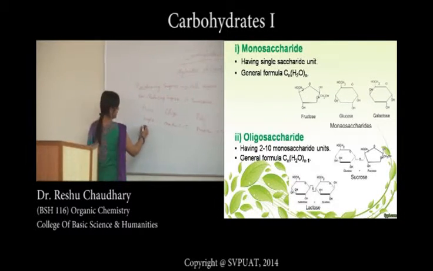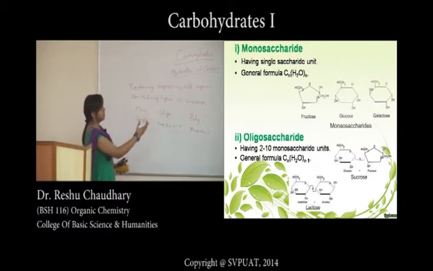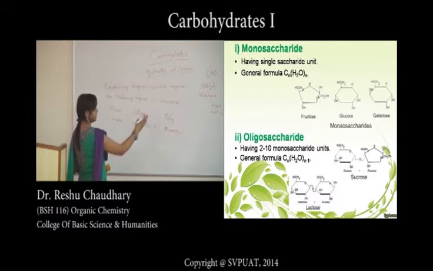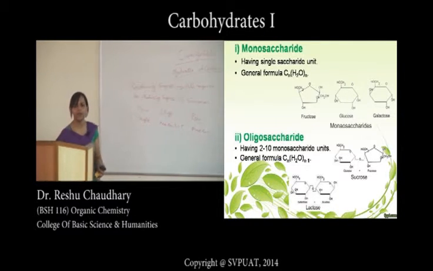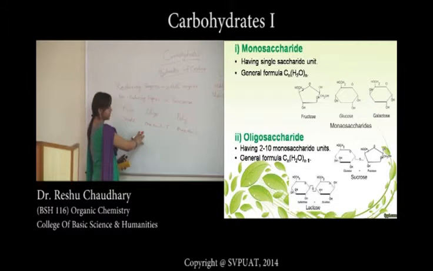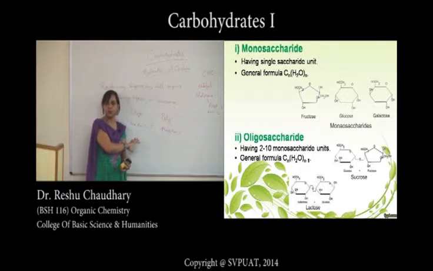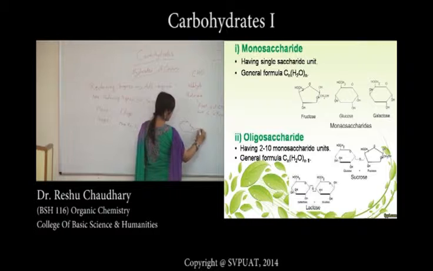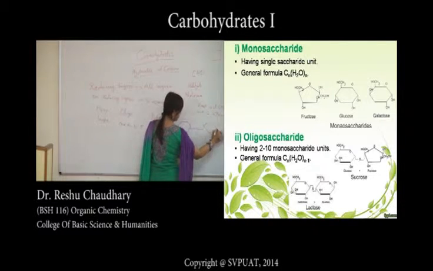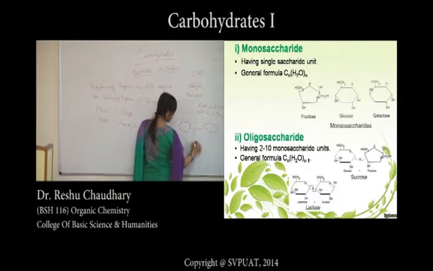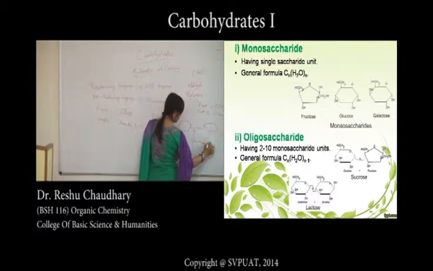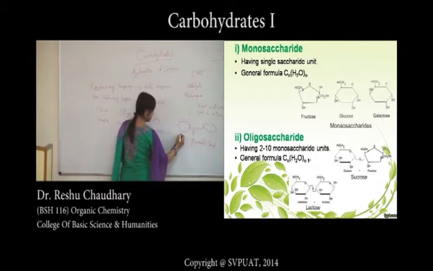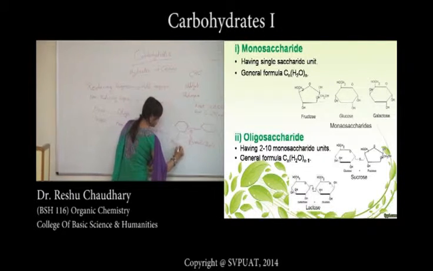Monosaccharides are the simple or single unit of carbohydrates, for example glucose, fructose, glyceraldehyde, dihydroxyacetone. And oligosaccharides are the joining of two carbohydrates by the glycosidic bond. The bond which joins two carbohydrate monosaccharide units is known as the glycosidic bond. This is the glycosidic bond, and these are the monosaccharide units.